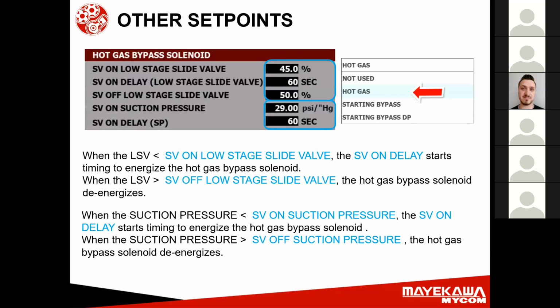The second operation is the hot gas bypass solenoid valve turns on at the set suction pressure once the on delay timer has expired.